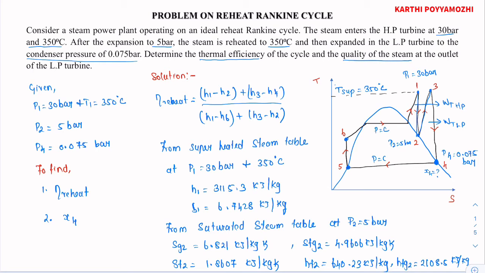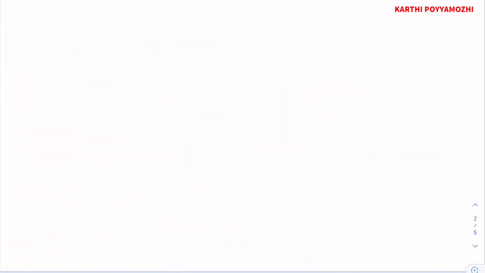Since the value of Sg2 is greater than S1, the steam is in wet condition. That is, the steam is in wet condition since the value of Sg2 is greater than S1.